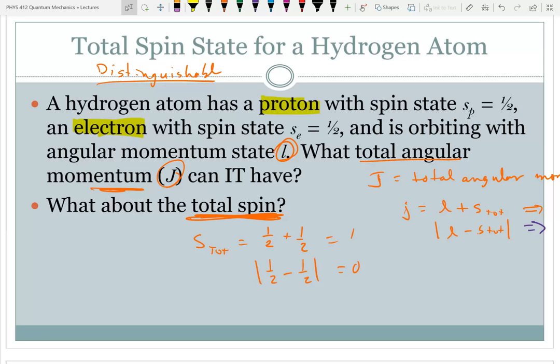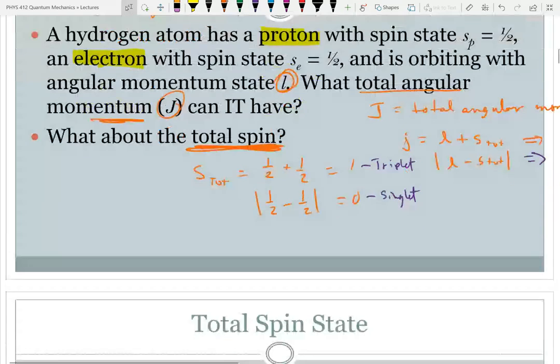That's why distinguishable is really important. We're talking about the singlet state and the triplet state. Okay, I just answered my question. Yeah, that's right. Okay, makes sense.